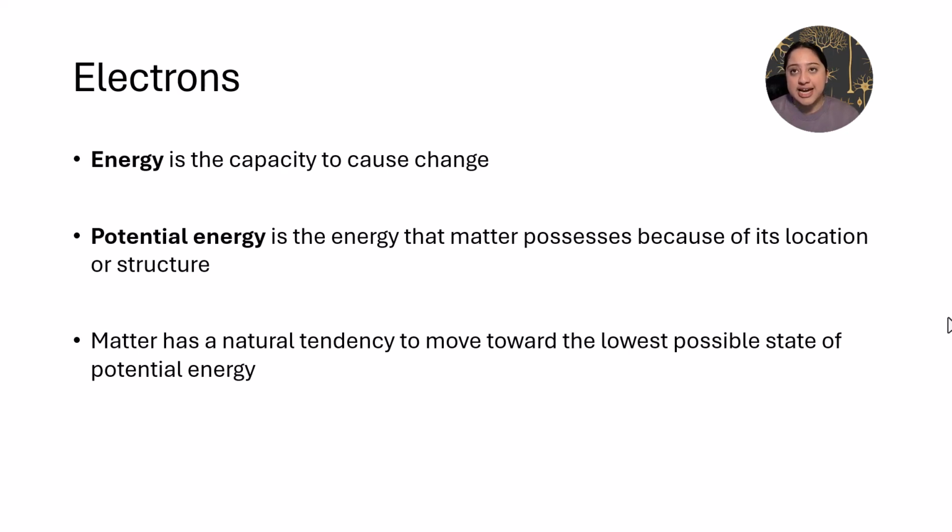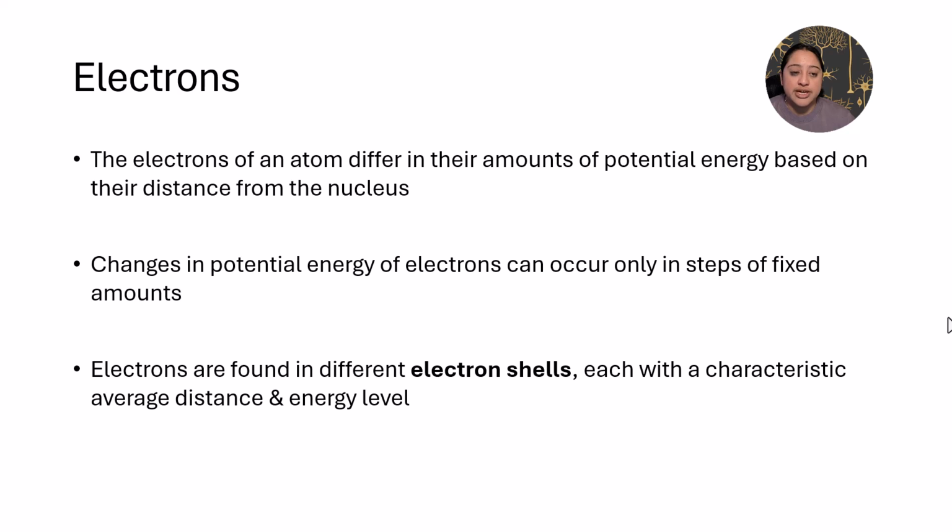And matter has a natural tendency to move towards the lowest possible state of potential energy. And so in an atom, the electrons of an atom differ in their amounts of potential energy based on how far they are from the nucleus. There's actually more than one ring that electrons can hang out in. So the electrons of an atom can differ in how much potential energy they have based on their distance from the nucleus. So changes in potential energy of electrons can occur only in steps of fixed amounts. I will show a figure in the next couple slides.